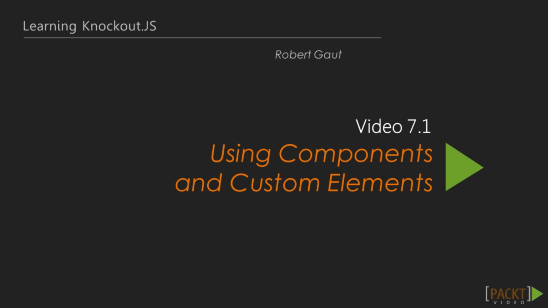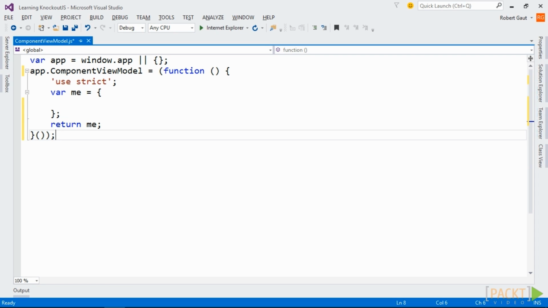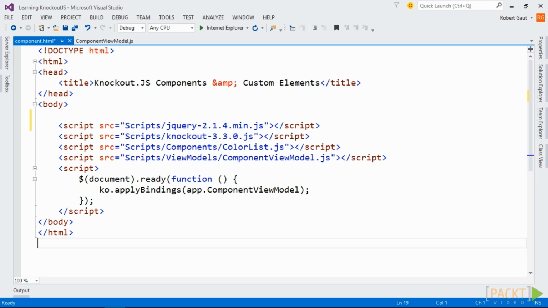In this video, we're going to create a Knockout component and see how easy it is to consolidate a view and view model into one unit. Then we'll look at how to implement that component as a custom element. Let's start by adding a new view and view model to our project. I'll name them component.html and component-viewModel.js.